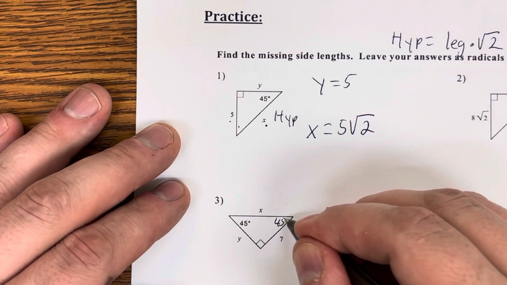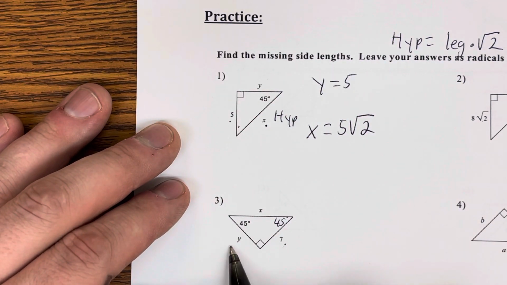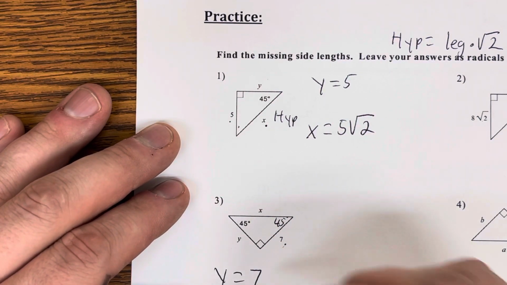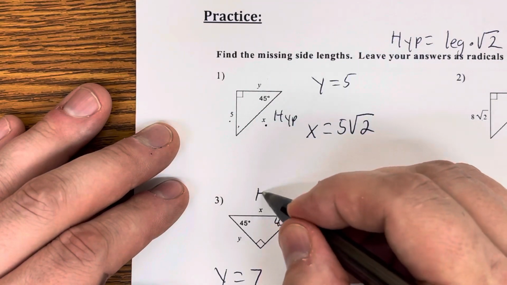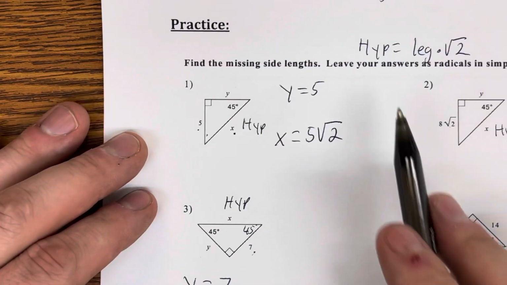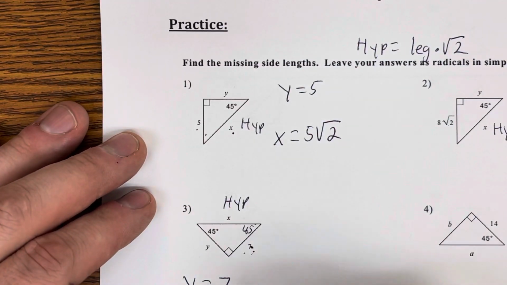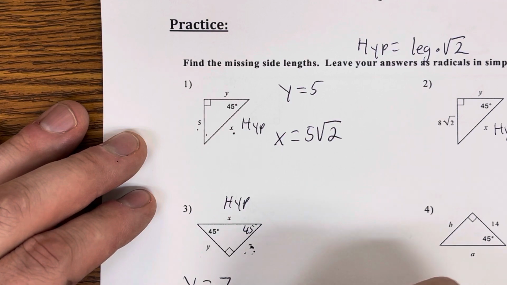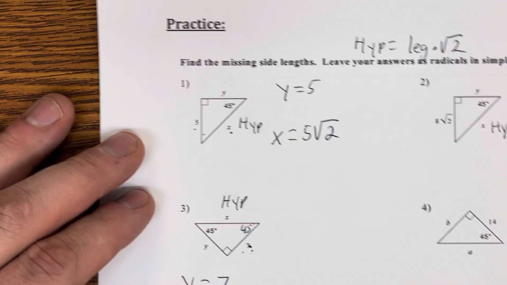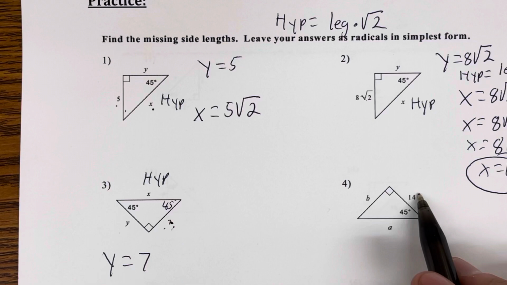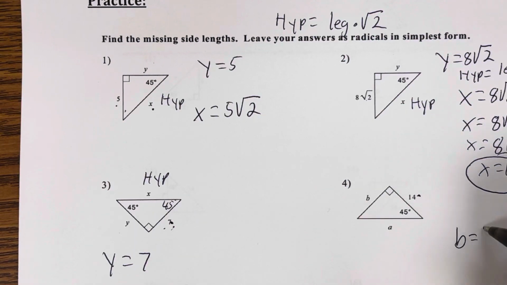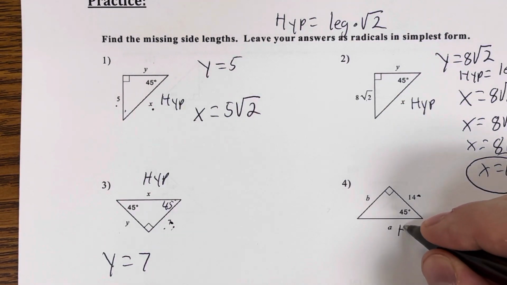45, 45, 90, 7. Y is also 7. The hypotenuse is equal to the leg times the square root of 2, so our leg is 7. So x is equal to 7 times the square root of 2. Kind of picking up the pace here a little bit. 14, b is 14. Hey, that's the hypotenuse.